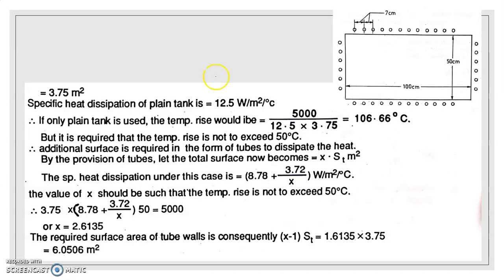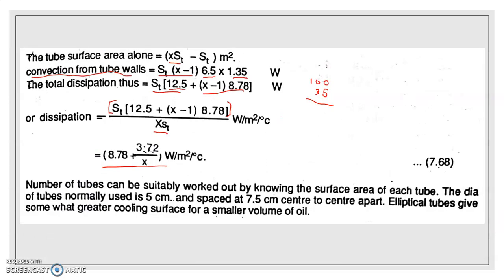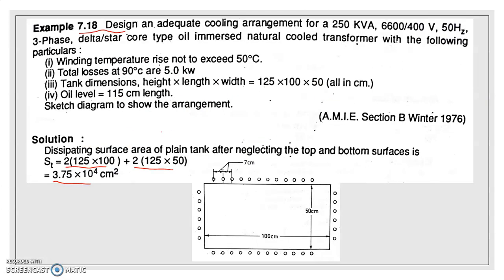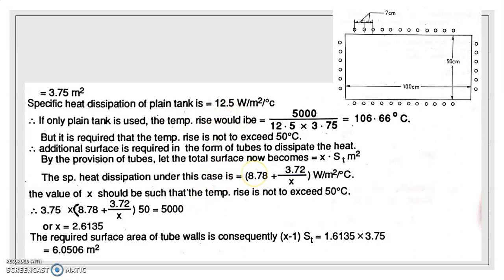If it is exceeding, then you have to provide the cooling tubes. So you have to calculate the temperature rise. The losses are given as 5 kilowatt, that is 5000, divided by the natural cooling dissipation 12.5 times the surface area 3.75, as we saw a few seconds ago. You will get 106.66 degrees Celsius, which is exceeding the 50 degrees Celsius. So we have to give additional surface in the form of tubes.